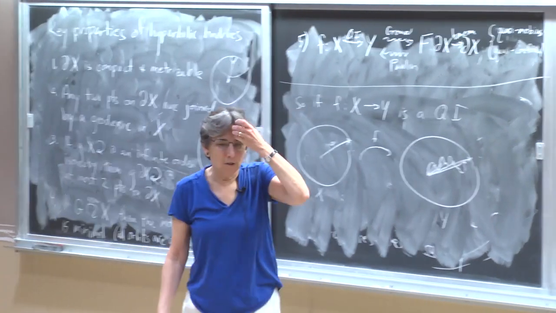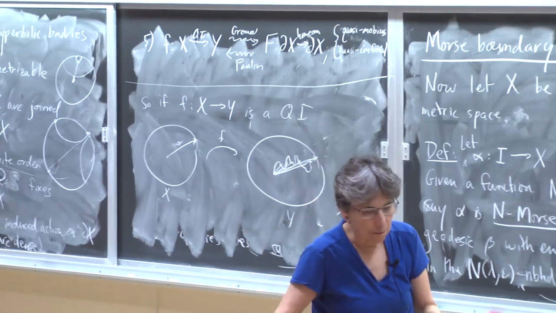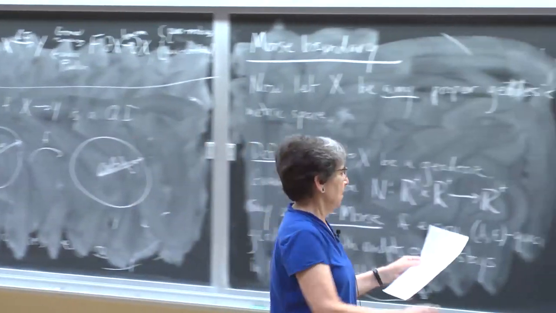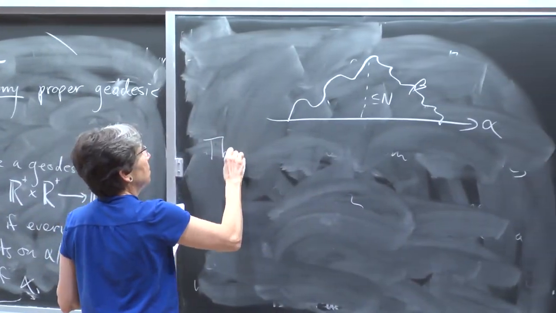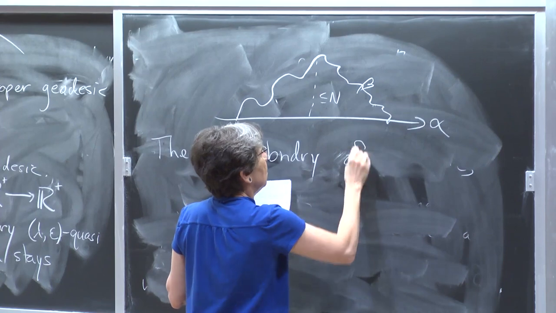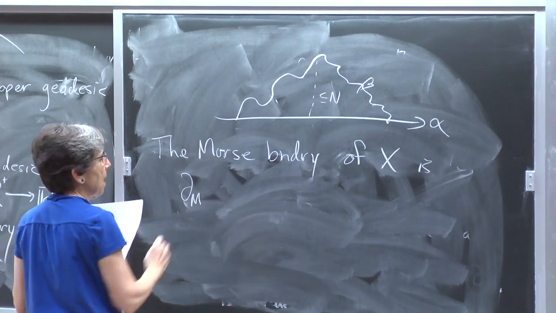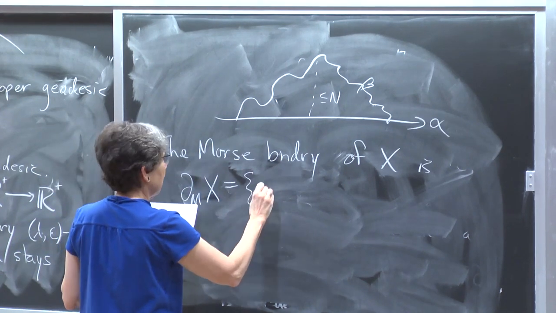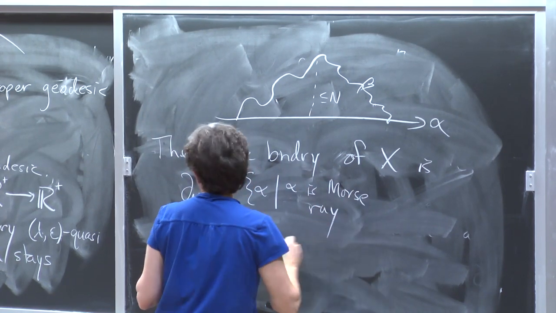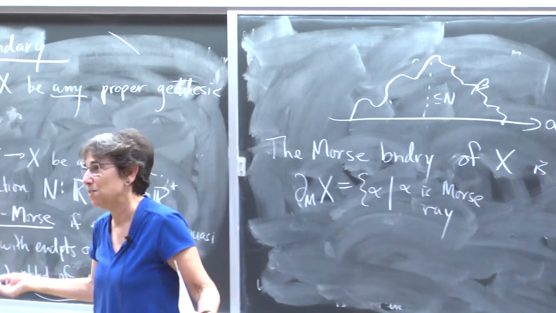Okay, so let's go back to it. Let's define the Morse boundary, and then we'll do an example. All right, so we're now ready to define the Morse boundary. The Morse boundary of X, let's call it boundary sub M, is given by the set of alpha such that alpha is a Morse ray. Morse ray means there exists some N for which this is N-Morse. I don't care what N, there exists an N for which this is N-Morse.